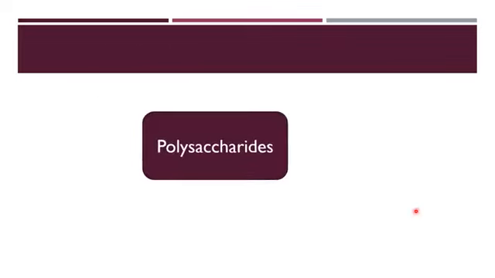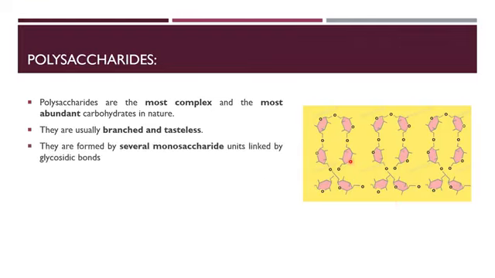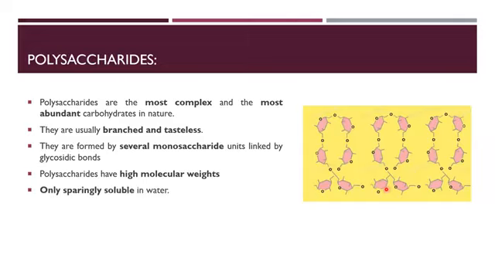Now the polysaccharides. Polysaccharides are the most complex and the most abundant carbohydrates in nature. They are usually branched and tasteless, as you can see here. They are made up of several monosaccharides linked together by glycosidic bonds. They have higher molecular weights, and they are only sparingly soluble in water, not too much soluble in water.